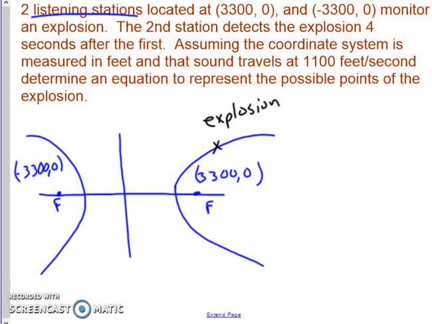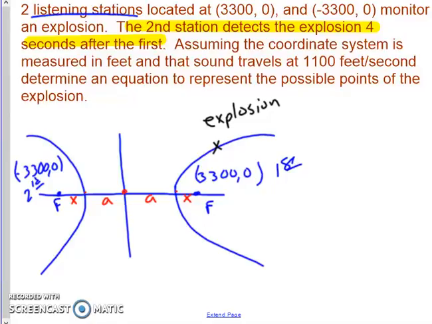Okay, so let's look at the next set of information here. We have the second station detects the explosion 4 seconds after the first. Well, let's be a little bit more specific. Let's call this one our first station, and we'll call this one our second station over here. We can label a few different things. We know the distance from our center to our vertices is going to be a and a. We can call the distance between the vertices and the foci x. And let's explore this just a little bit.